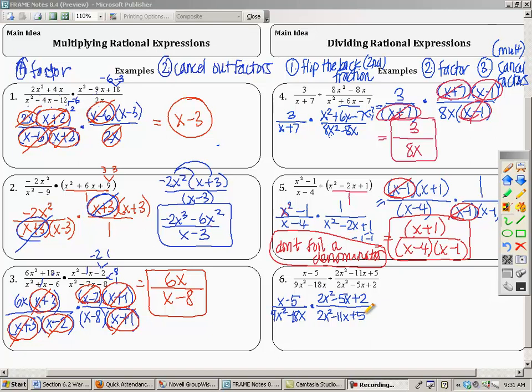All right, here we go. Let's factor. My first fraction, I have an x minus 5 in the numerator. There's only 2 terms, so what do they have in common? Well, a 9 and an x. What am I left with if I pull that out? x minus 2.